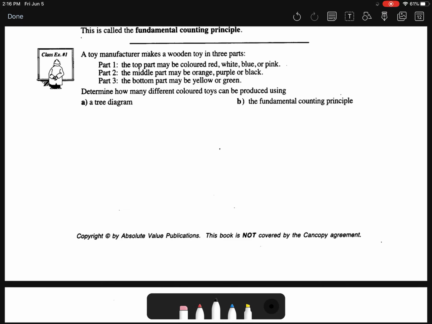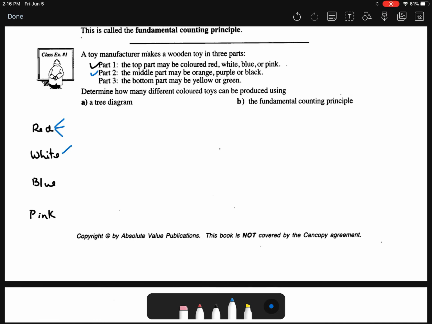So if I use the tree diagram, I take a look at part 1, which I'll do in black. The original one starts like this, right? There's red, the first option, then white, I have blue, and then I have pink. So there's step 1 in the process, or part 1. Part 2, in blue, is for each of those first 4 original choices, I now have 3 to pick from.